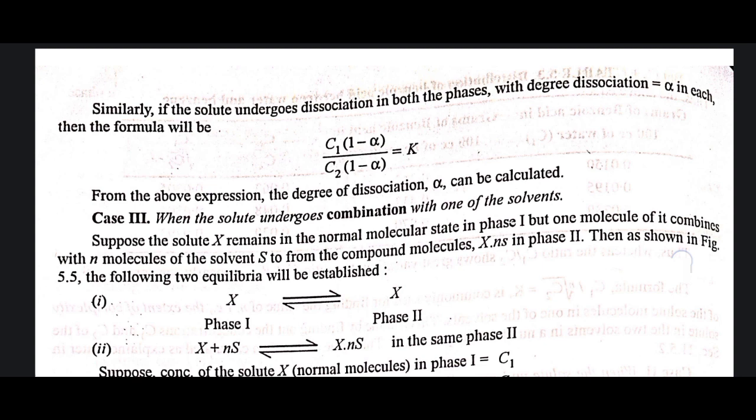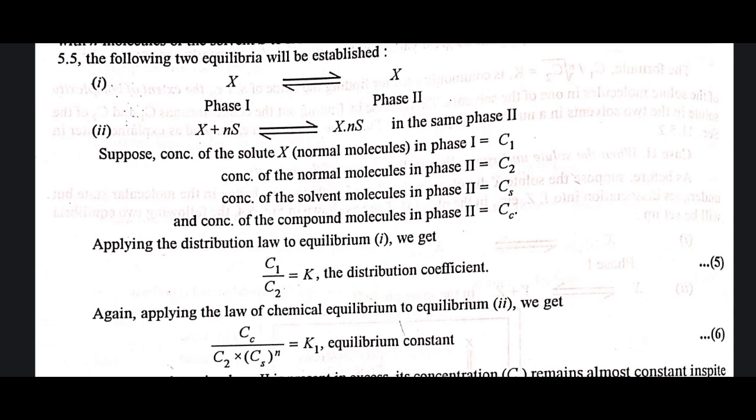Suppose concentration of the solute X normal molecules in phase 1 is equal to C1. Concentration of the normal molecules in phase 2 is equal to C2. Concentration of the solvent molecules in phase 2 is equal to Cs. Concentration of the compound molecules in phase 2 is equal to Cc. Applying the distribution law to equilibrium 1, we get C1 by C2 is equal to K, the distribution coefficient. This is equation number 5.